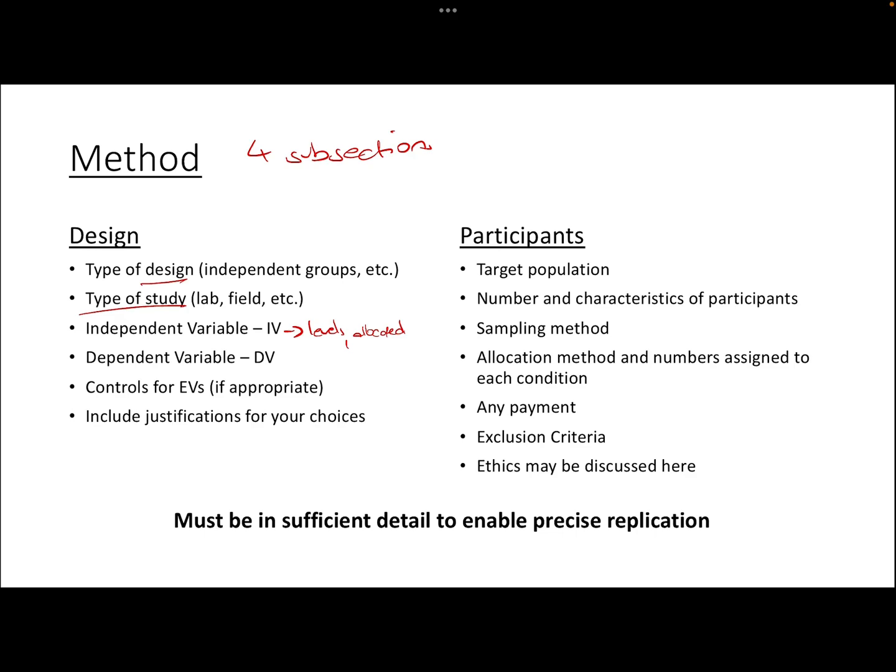We might talk about controls for extraneous variables. For example, if we did a repeated measures design, we might talk about counterbalancing and how we counterbalanced participants there.